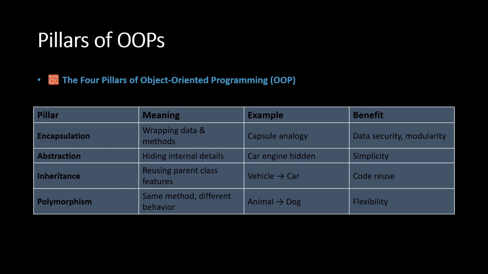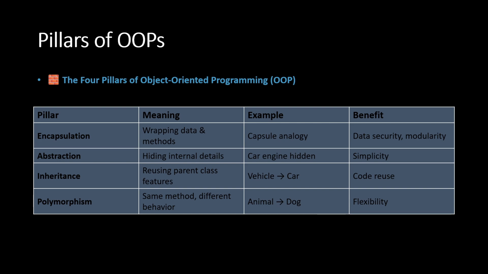Next one is abstraction. Abstraction means hiding internal details. Like if we drive a car, all the internal implementation is hidden from the user, right? If a user knows, then fine. If a user does not know, then it's not necessary that he must know. So abstraction means hiding internal details.